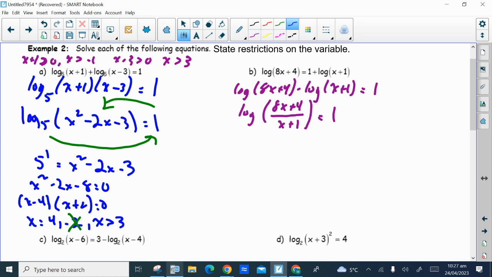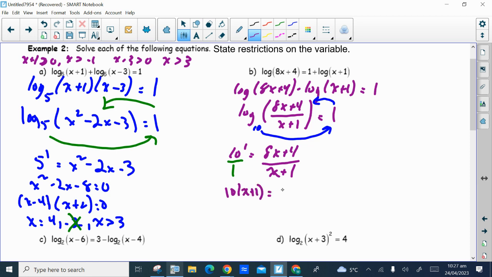And then like we did before, I would convert from logarithmic to exponential. This is a common log on the left, base 10. When you start with the base and cycle through, it'll be 10 to the power 1, which is 10, equaling 8x plus 4 over x plus 1. When you cross multiply, it'll be 10 times x plus 1 equals 1 times 8x plus 4. 10 times x plus 1 equals 8x plus 4.